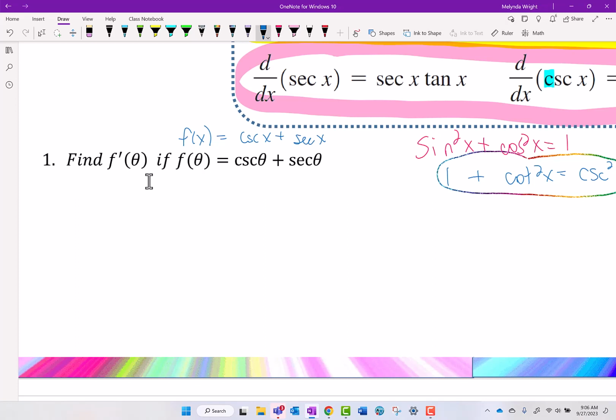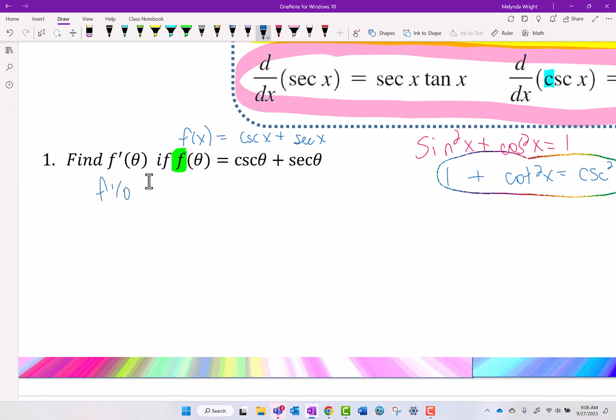And that would also be fine on the AP test, to rewrite it by changing the independent variable, not the dependent variable. You can't change this name. That's not okay. Changing the independent variable, that's okay. All right, but I'm going to use theta because that's what they asked me to do. All right, so here we go.